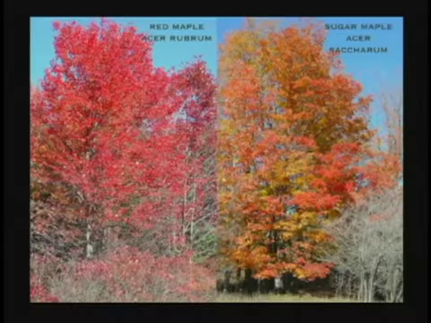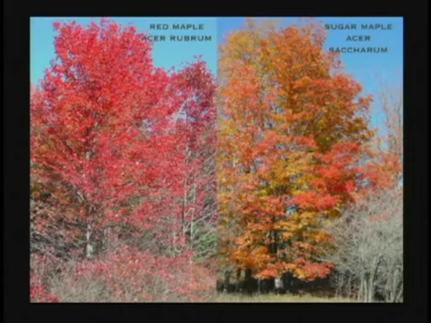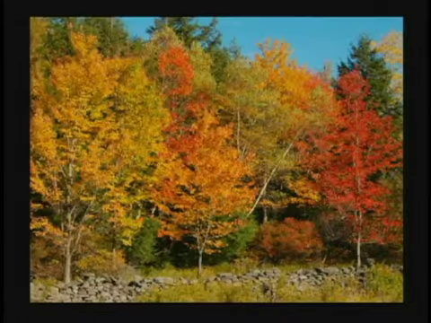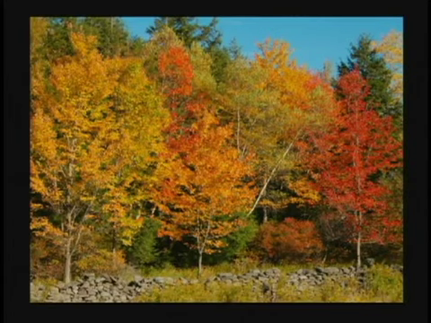These two side-by-side, red maple and sugar maple, are probably well known to most of us. They're a big part of our regional identity. This slide here shows just an ordinary forest edge in upstate New York with birches, maples, and a few hemlocks in the background.